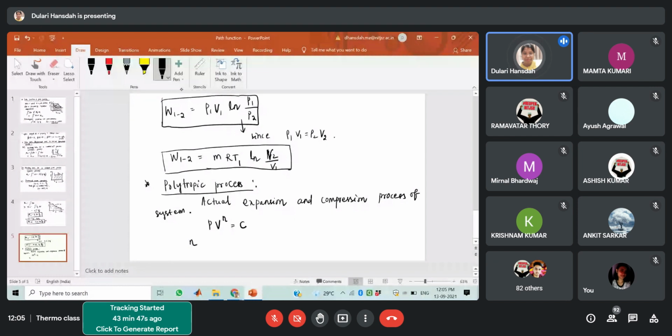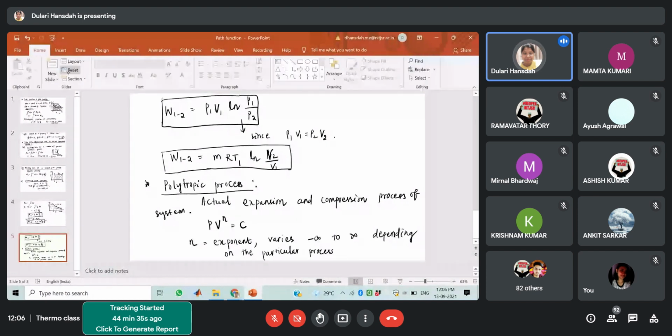These n values will vary from minus infinity to plus infinity, depending upon the different processes. Different process means whether it is your isochoric process, isobaric process, or isothermal process. So these n values will vary from minus infinity to plus infinity, depending on the particular process. So let us draw this PV diagram.